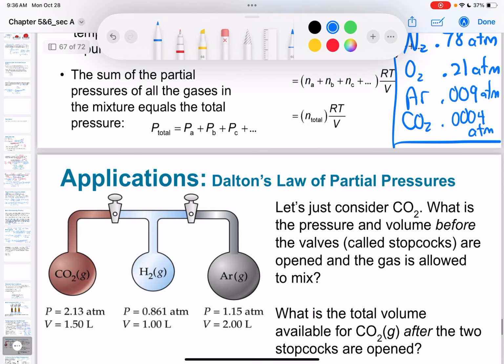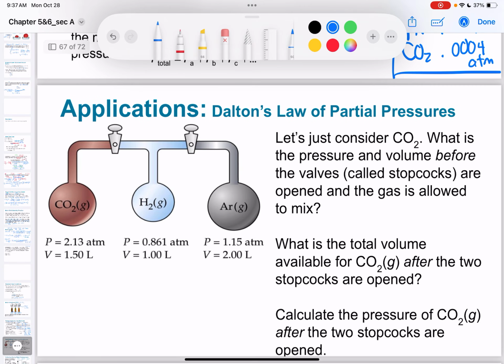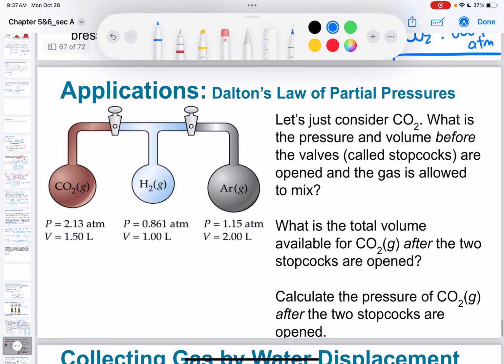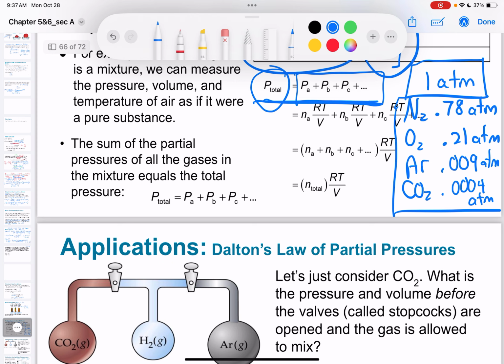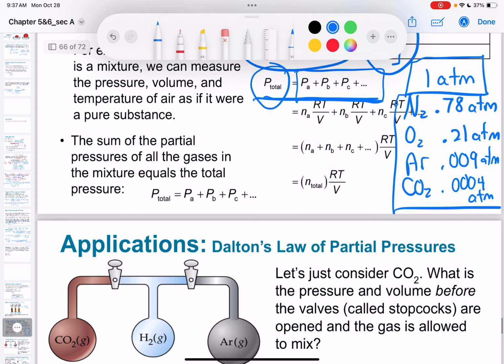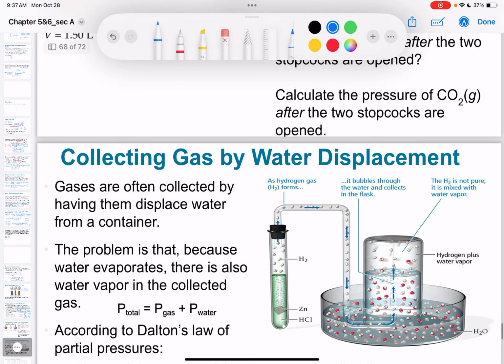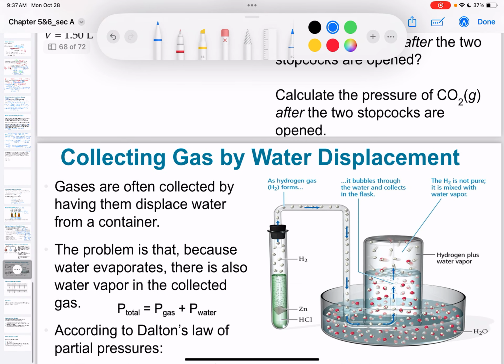Okay, so we're going to use a couple applications of this. The first one we're going to do here is basically just utilize the fact that we have this partial pressure equation that allows us to calculate individual pressures independent of each other, as well as the overall pressure. And then the last thing that we're going to do is talk about how this contributes to experimental techniques where we collect a gas over water.